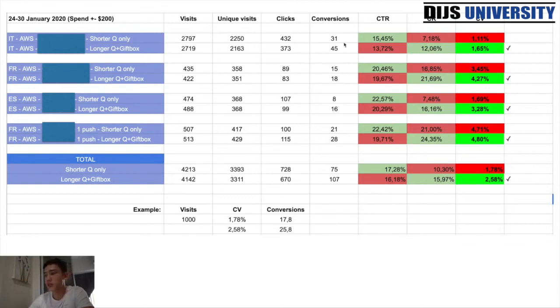And as you can see, quite interestingly, there is a pattern. For all the geos, the results were the same. The shorter landing page always had a higher CTR, most probably because it was short. You can just click, click, click, and then boom, you go to that offer page. But the conversion rate is a little lower. For the longer landing page with the gift boxes, the click-through rate is slightly less, so it isn't like people click, click, click, and then go to the offer page. They still had to do a little bit more before going there.